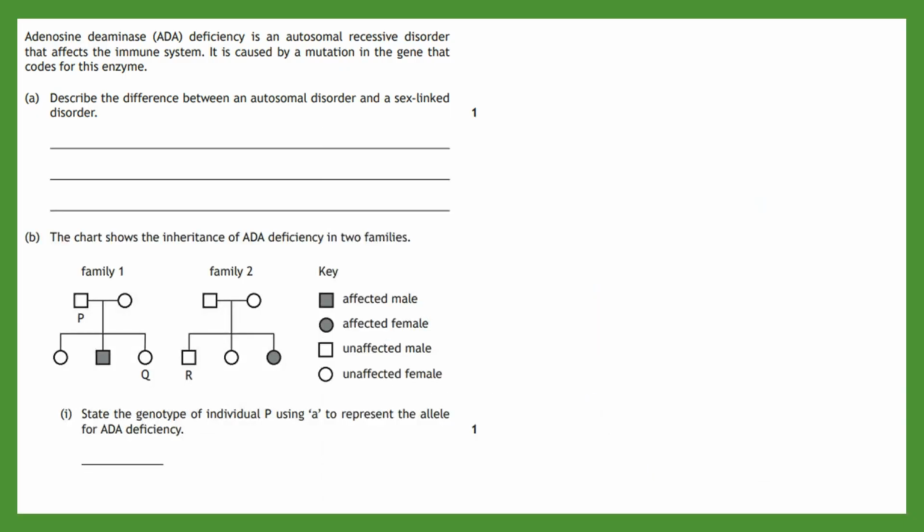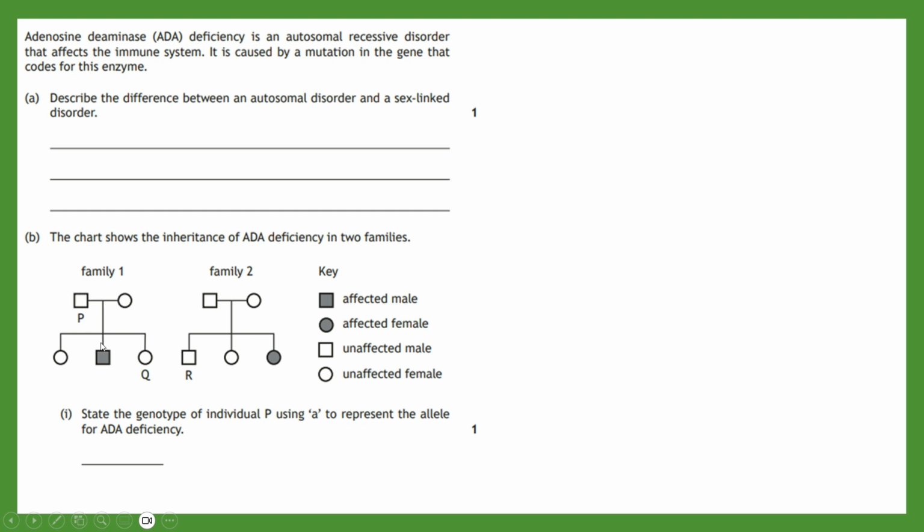Apologies, let's go to part B. Again, we've got two pedigree charts, and you're asked to state the genotype of individual P using the letter A. So P is an unaffected male. He has a child with the condition. So his allele, he must be heterozygous.